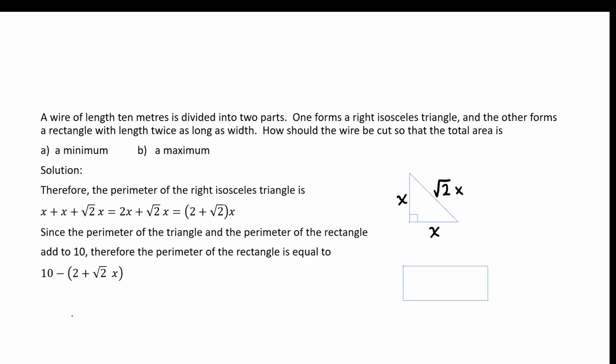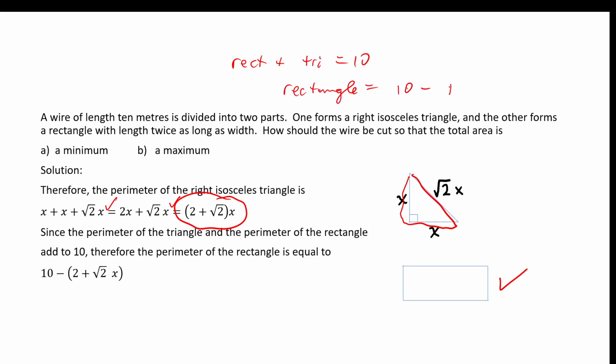Okay? So now, having said that, we know the perimeter of that right isosceles triangle is x plus x plus root 2x, which is the same as 2x plus root 2x, which is the same as x times (2 plus root 2). Now, this perimeter of this right triangle and this perimeter of this rectangle add up to 10. So rectangle's perimeter plus triangle's perimeter equals 10. That means the rectangle's perimeter is equal to 10 minus the triangle's perimeter. And so that's what we have here. The perimeter of the rectangle is that amount.